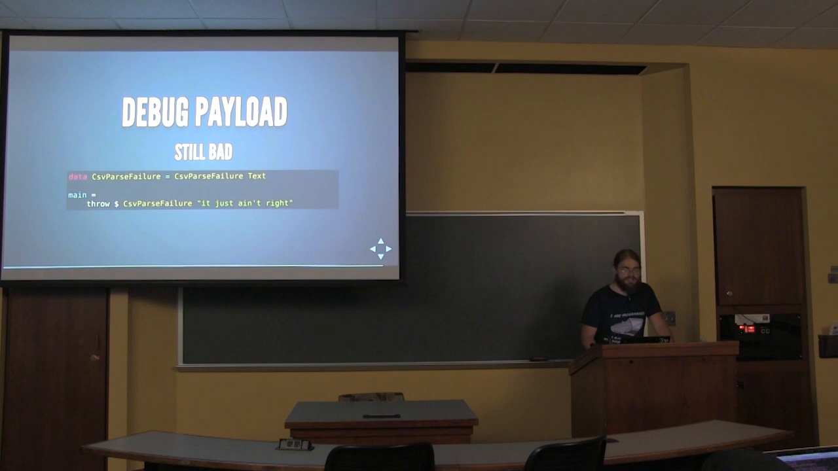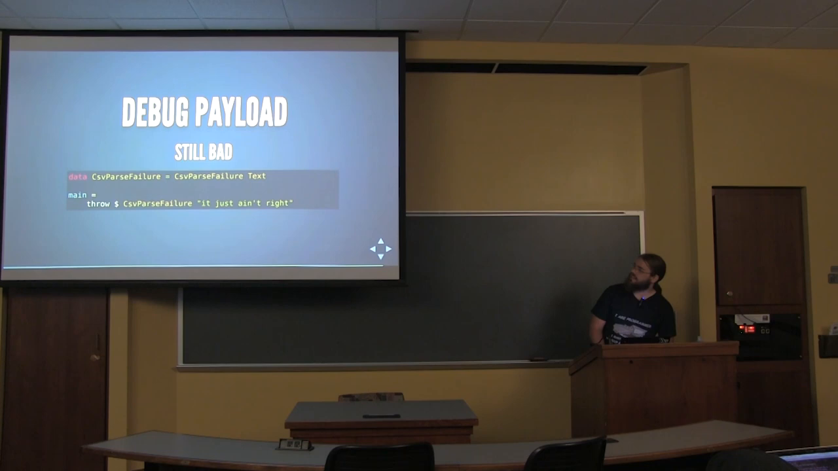And so this is slightly better. We have a payload now, but it's a Text. And so a Text can be literally anything. And it just means that we're going to print this out to the developer, and they might be able to fix it. And so that's not good. We really want to have more information in those types.